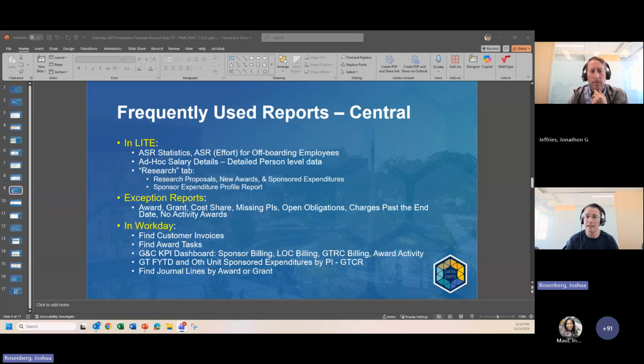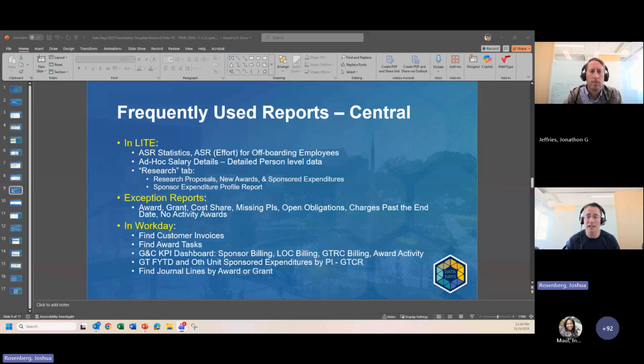Find award tasks. Also in Workday, I can use that to see what are the award tasks that are due? Final reports, semi-annual, monthly reports. So I love getting that detail through that report as well. The KPI, Key Performance Indicator dashboard for grants and contracts. There are several tabs here that I use. Sponsor billing helps me see the types of invoices that have been sent out. And again, I can do year to date, year over year looks with that.